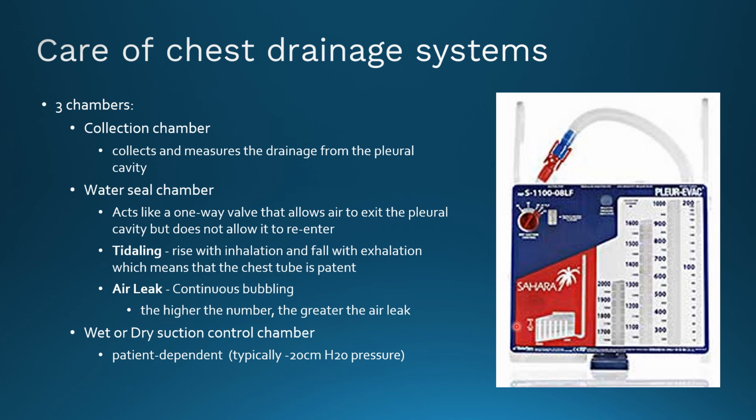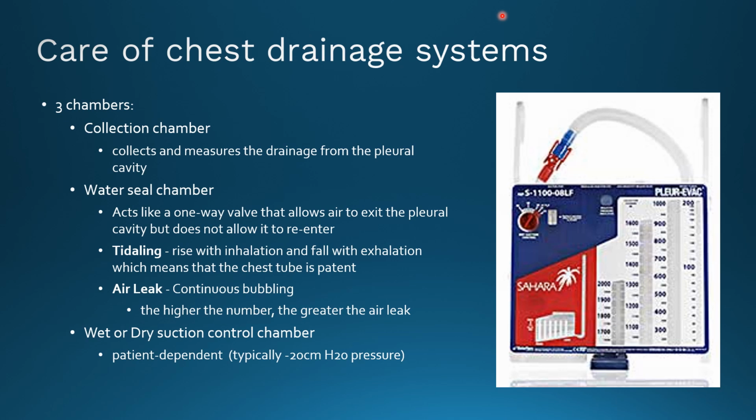Next, we have the water seal chamber, which is the red area of these chest tube drainage systems. This is a one-way valve that allows air to exit the pleural cavity during exhalation, but does not allow air to re-enter during inhalation. It should rise with inhalation and it should fall with exhalation. So we're going to see something called tidaling. There is a little bit of fluid in here, and we're going to see it rise and we're going to see it fall as the patient takes deep breaths in and deep breaths out.